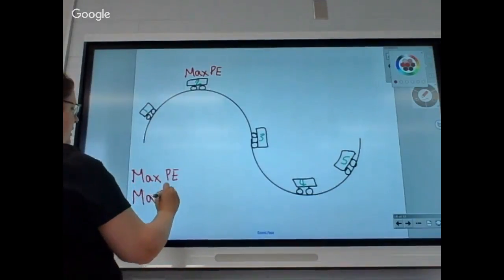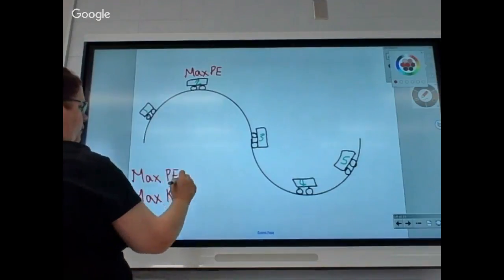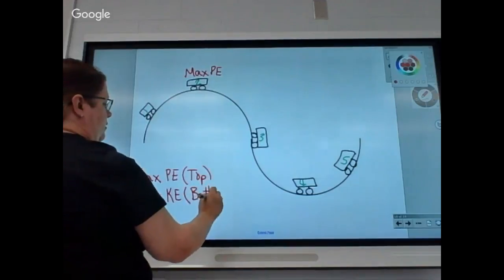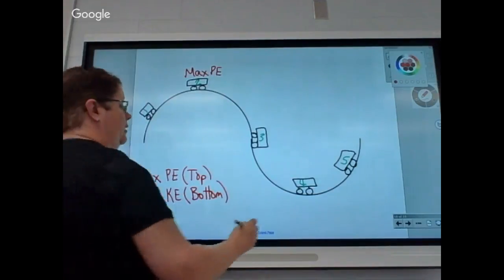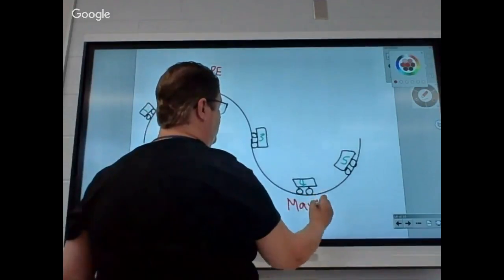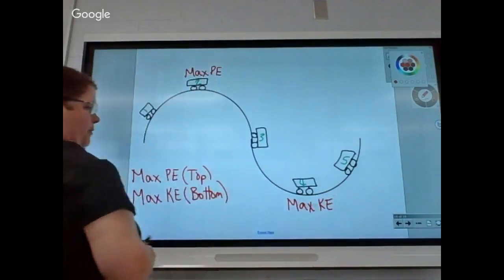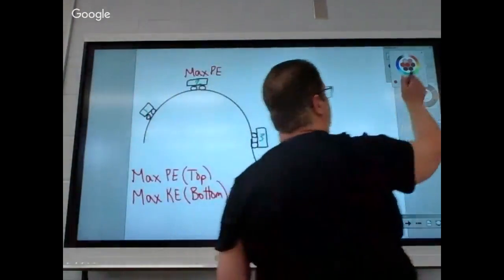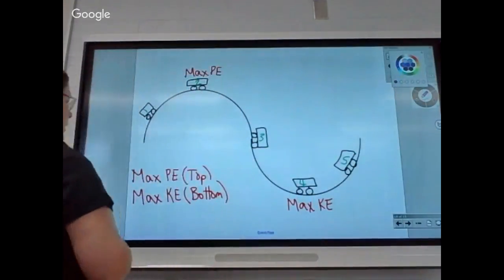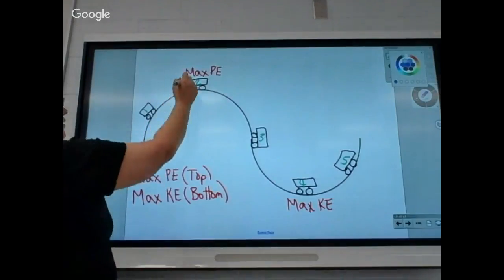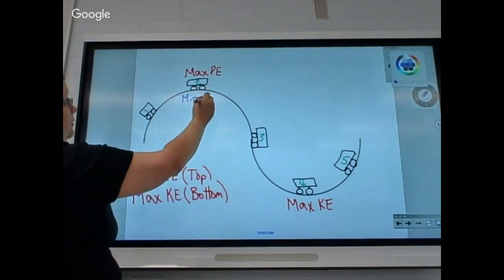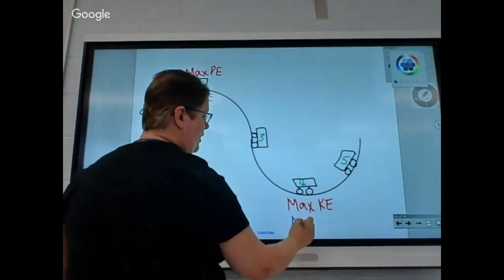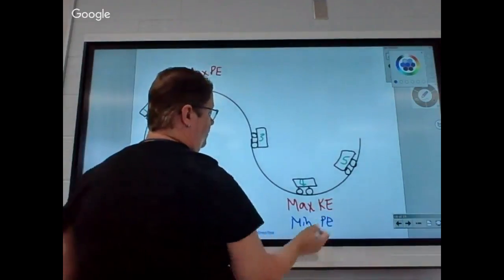The maximum kinetic energy is always where? Maximum kinetic energy is always at the bottom. So the maximum kinetic energy is always going to be there. Now, if we want to do the minimums, remember, they're opposites. So the minimum here is kinetic energy, and the opposite is potential energy.